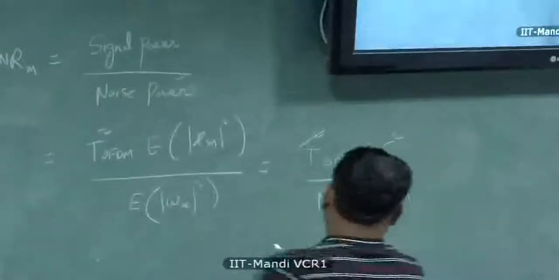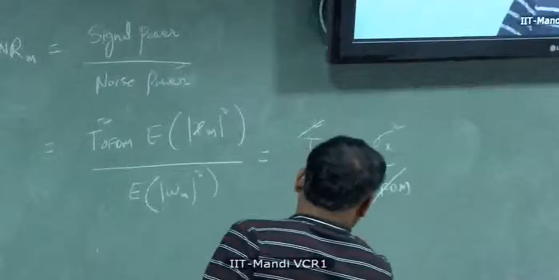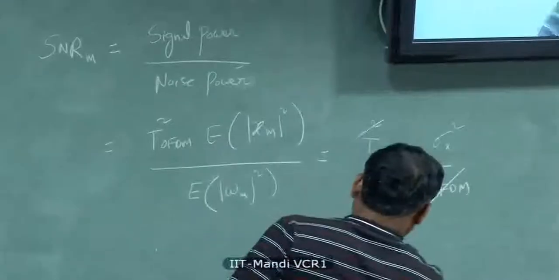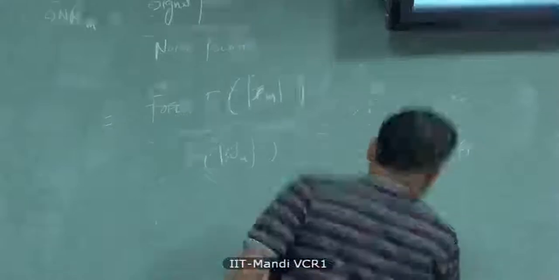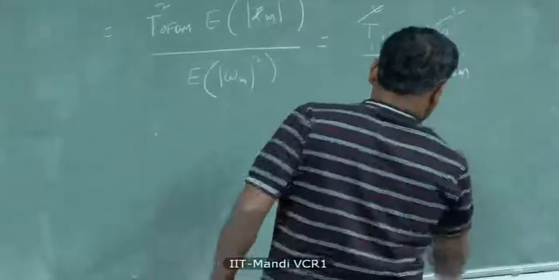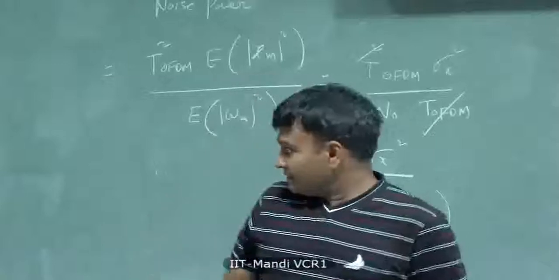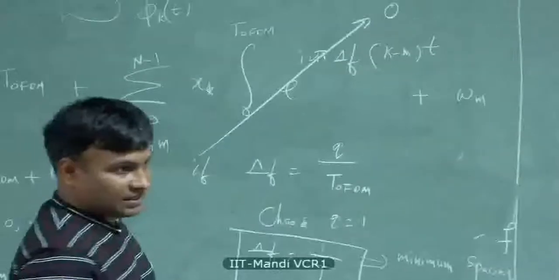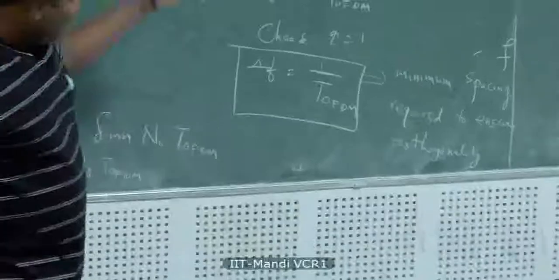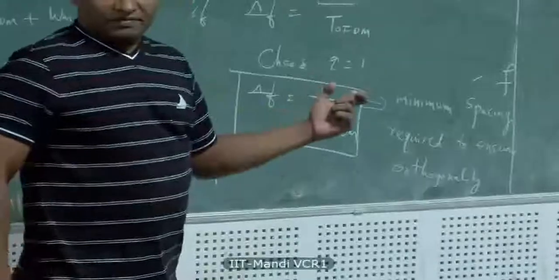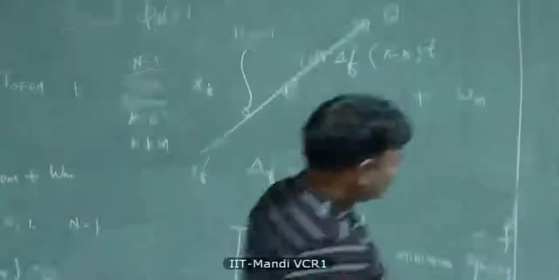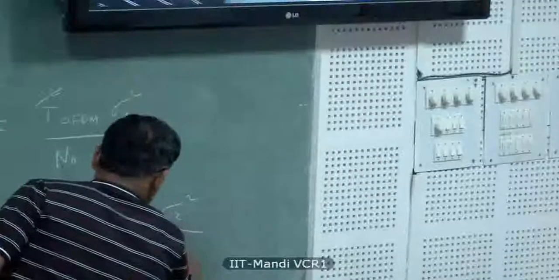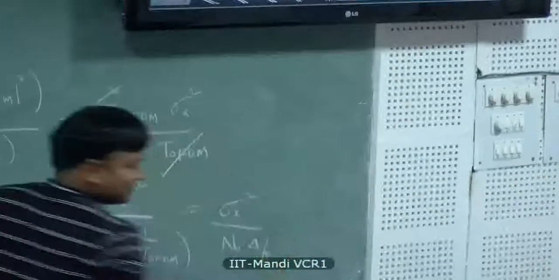So 1/t goes away and we get sigma x squared divided by N0 into 1 over T_OFDM. And what is 1 over T_OFDM? It has a special significance. T_OFDM is the transmission time, so 1 over T_OFDM is equal to delta f, the subcarrier spacing. So that is equal to sigma x squared divided by N0 multiplied by delta f.